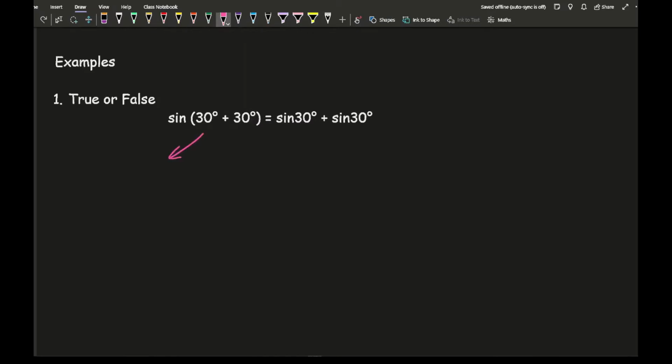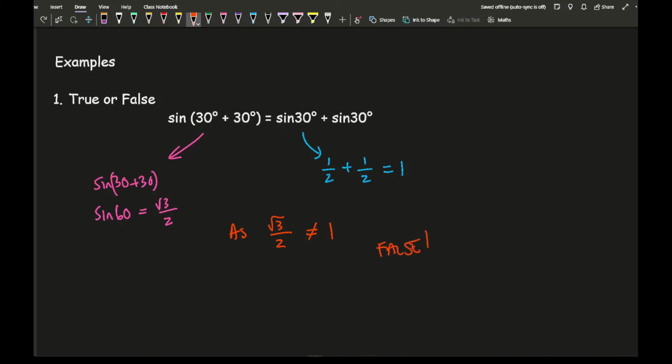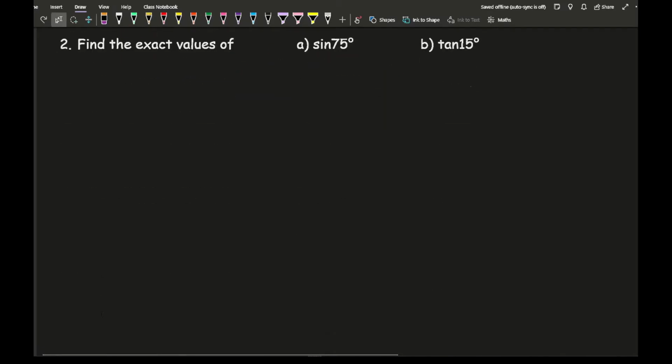So in terms of sine of 30 plus 30, that's going to give me sine 60. And if I look back at my table, sine 60 is root 3 over 2. Now if I then have a look at sine 30 plus sine 30, then sine 30 is given to me as a half, plus a half, which equals 1. So therefore, as root 3 over 2 is not equal to 1, this statement is false. So let's have a look at the next couple of questions.